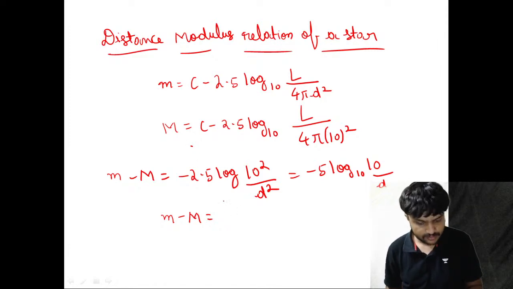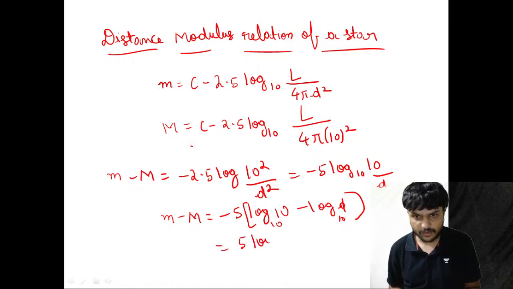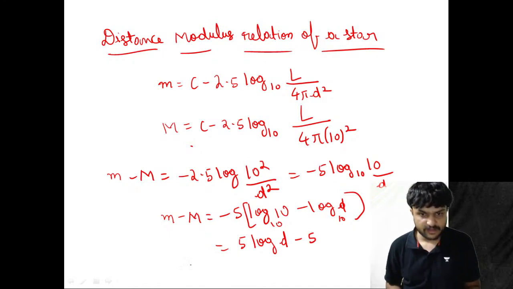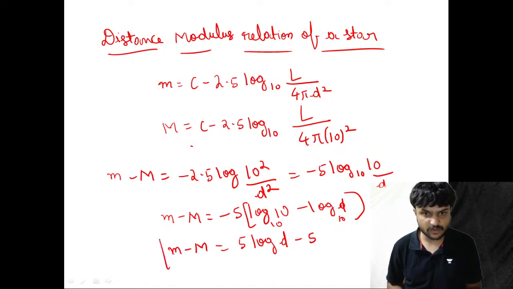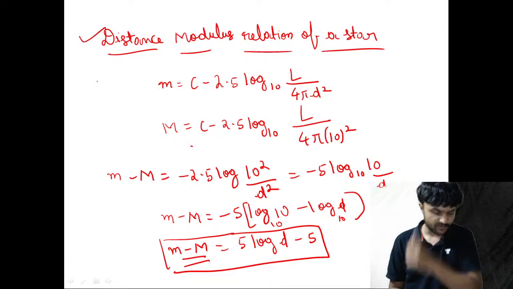Now this can be rewritten like this: minus 5 log of m by n is log m minus log n, so log 10 minus log d, base 10. This can be rewritten as 5 log d minus 5. So this will be the m minus M equation. This is called the distance modulus relationship. Small m minus capital M is called the distance modulus relationship of a star.